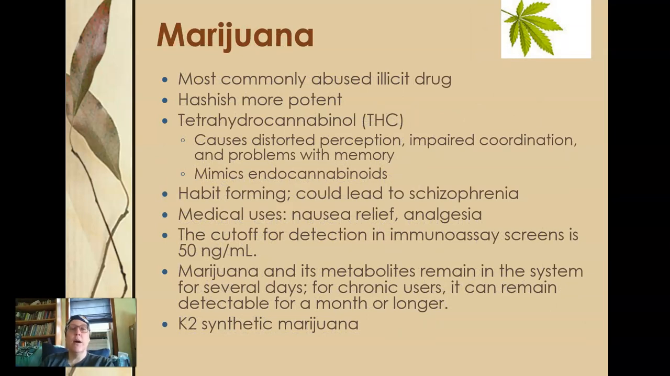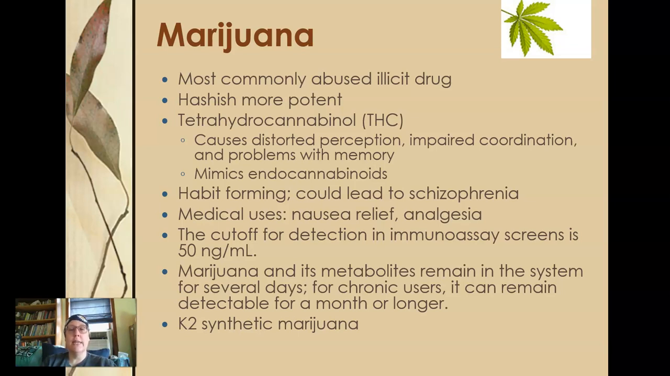Marijuana. It is the most commonly abused illicit drug. It is still illicit in most states, though I know some states have completely legalized it. Most states have legalized it for medical uses. Hashish is more potent than marijuana.